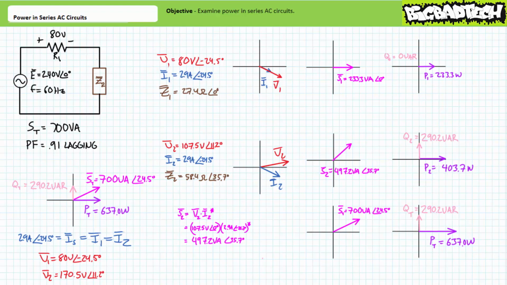Apparent power to the second element is the complex conjugate of voltage times current. This calculation also yields an apparent power figure of 497.2 volt amperes at an angle of 35.7 degrees. I've got a reasonable degree of confidence we're correct.